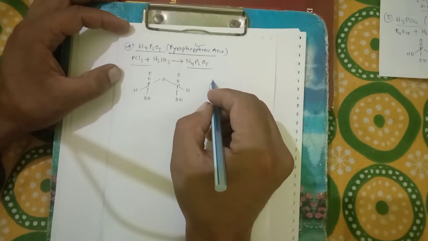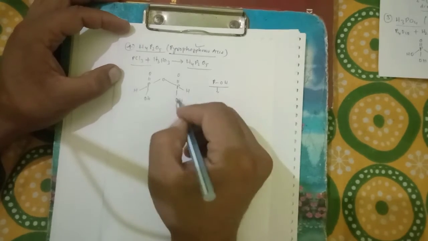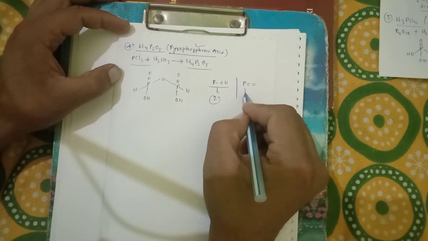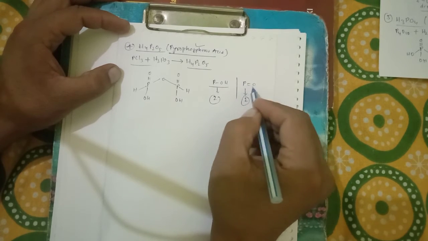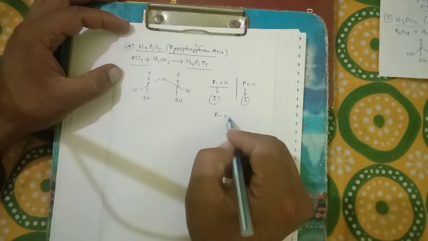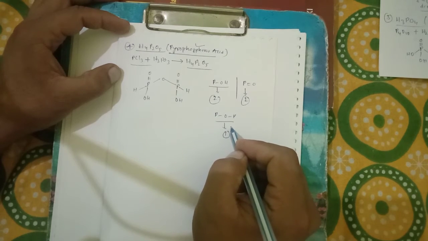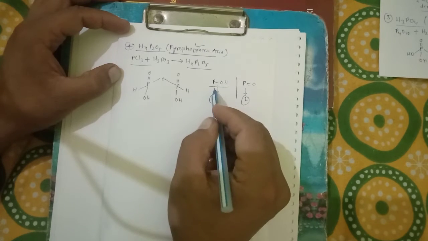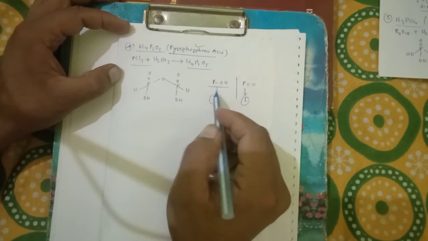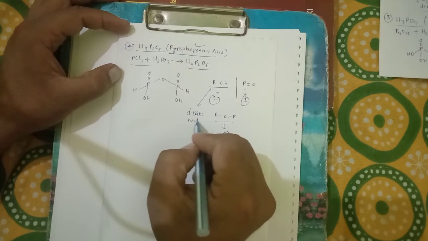So if we try to find out how many P-OH bonds are present, we find that two P-OH bonds are there. How many P double bond O bonds are there? We find that two P double bond O bonds are present. How many P-O-P bonds are present? It is 1 in number. So we can say, as we find in pyrophosphorus acid, two P-OH bonds are present, so it is dibasic in nature.